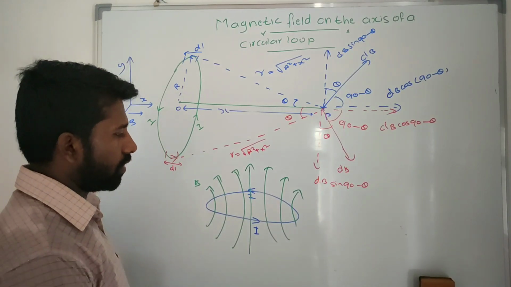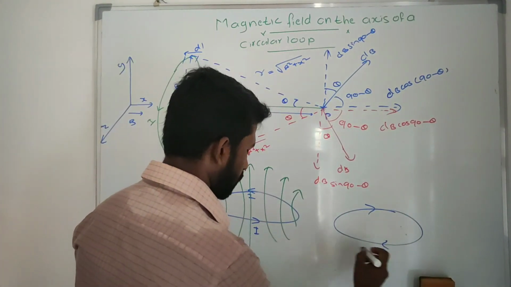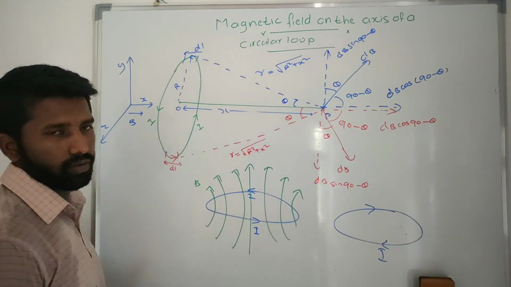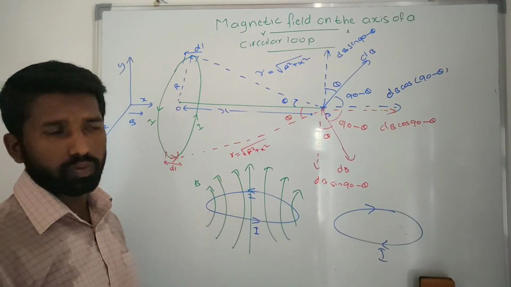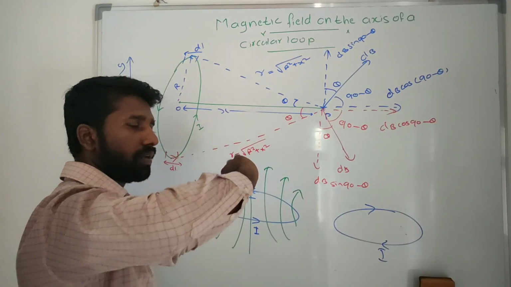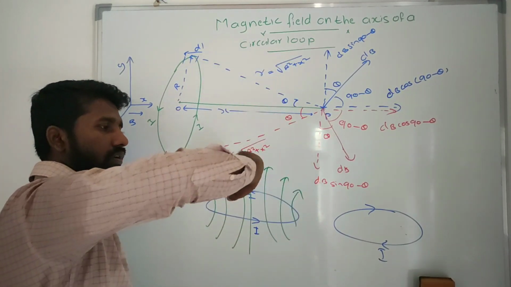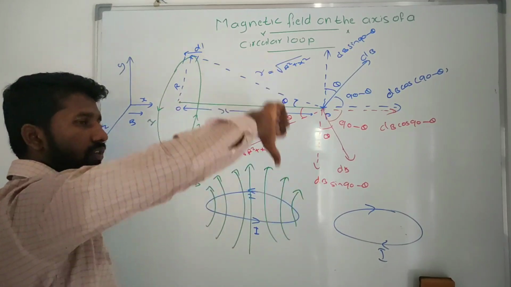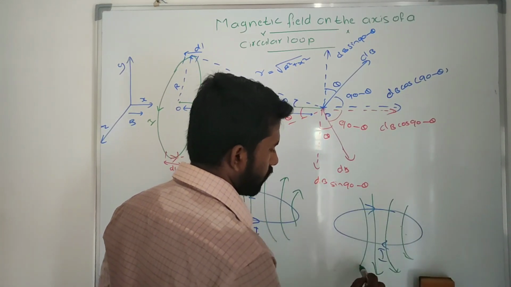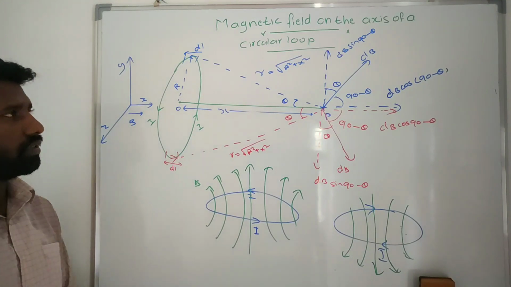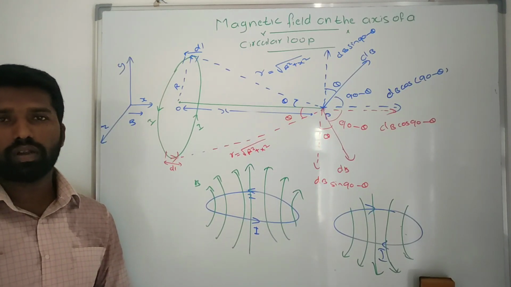If the current is in the opposite direction, like this, what about the magnetic field? It can be found by the right hand thumb rule. Curl your palm in the direction of current, and the thumb gives the magnetic field direction. So curling the palm like this, the magnetic field is downward. This is the magnetic field direction, here like this, here like this. This is the way we can explain the magnetic field produced by a current carrying circular loop.